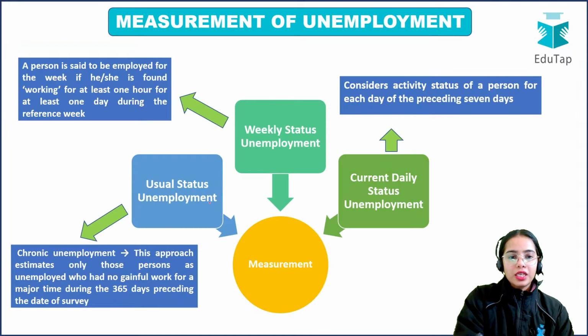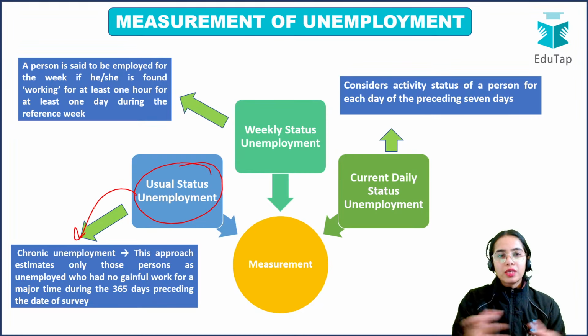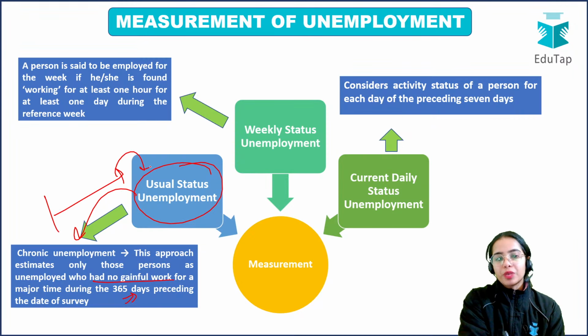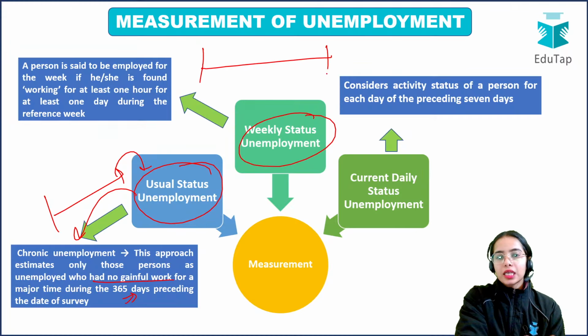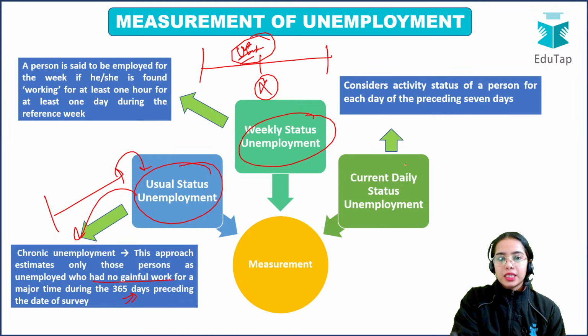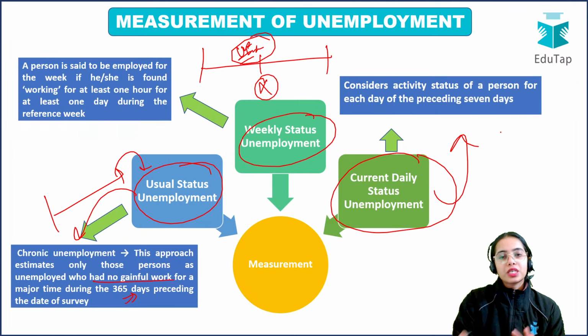Okay. So usual status unemployment sees the chronic, long-term unemployment, and the reference period is 365 days. If the person had no gainful work for most part of the year, then the person is said to be unemployed. Weekly status unemployment sees the status of unemployment for 1 week. If a person had a job for even 1 hour, for even 1 day, the person is said to be employed for the whole of the week. If the person had no work for even 1 day, the person is unemployed for the whole of the week. The current daily status unemployment considers the activity status of a person for each day of the preceding 7 days.